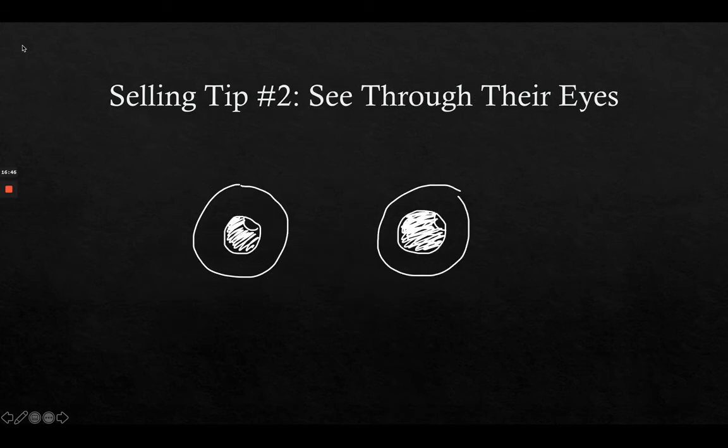Selling tip number 2. See through their eyes. It's important to think how decision makers understand your idea when you present it to them, to get a good insight into their perspective. When you put yourself in their shoes, you'll know how their understanding is not the same as yours, so you can understand them better.